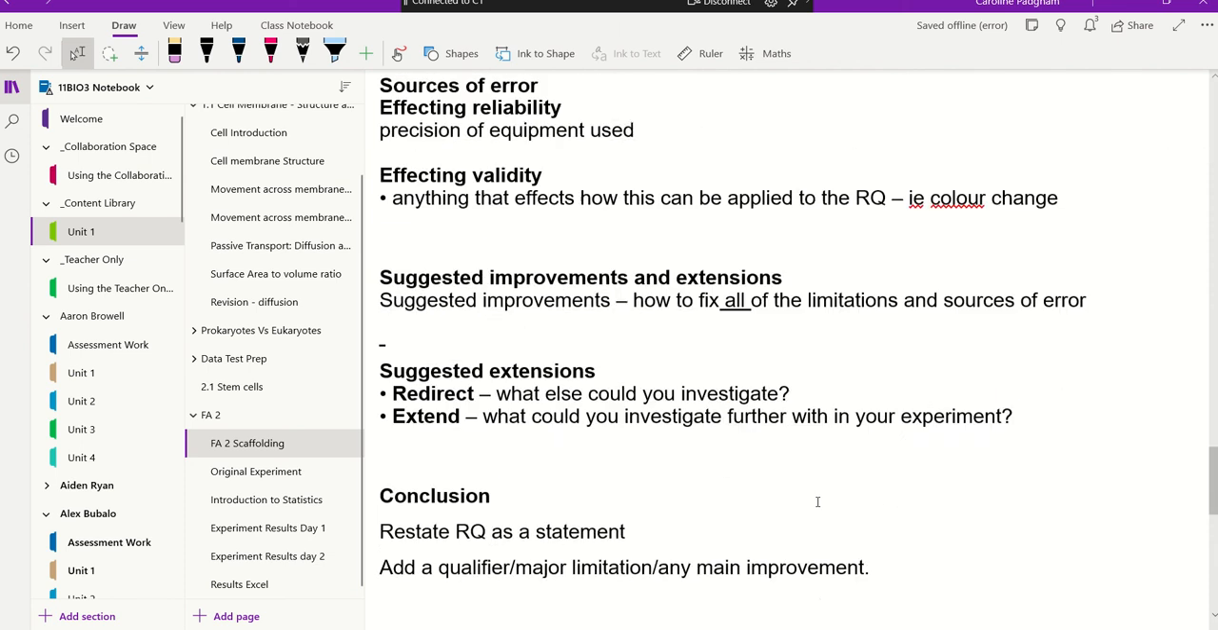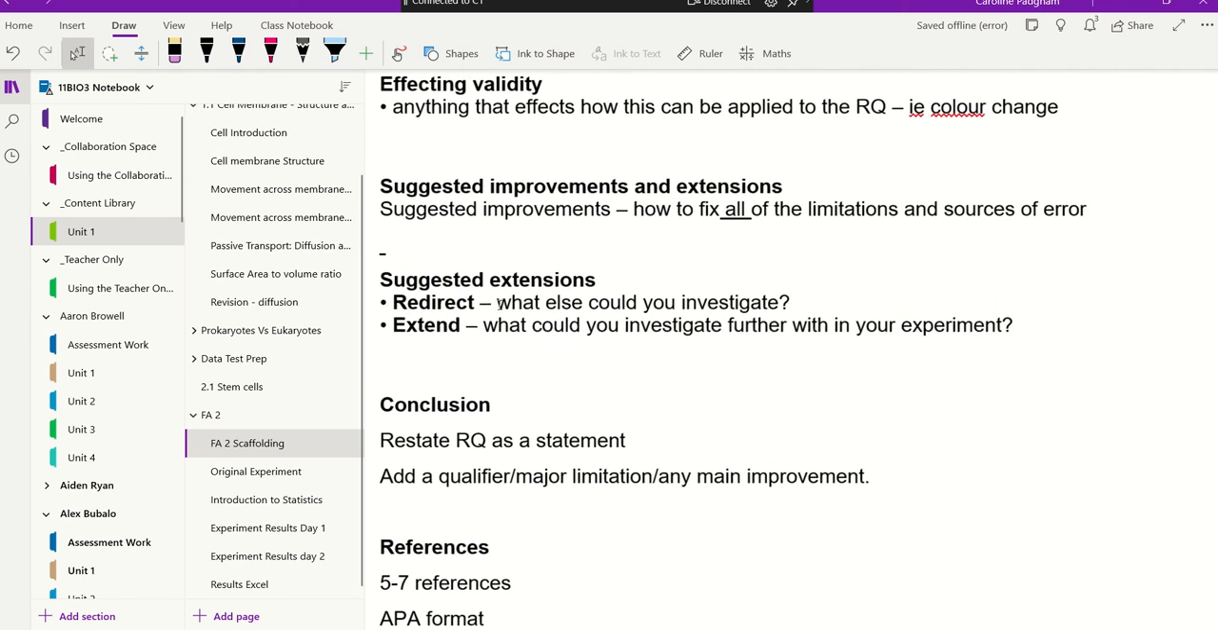Okay? Extensions, redirect, what else could you investigate? Different enzymes, different blah, blah, blah, and justify why you would do that. Extension. What could you investigate further with your experiment? I feel like the temperature ones, we could have narrowed down and had closer temperatures to around its ideal temp. Yeah? To get a more accurate reading. Is it actually just bang on 40 or is it slightly below, slightly above?